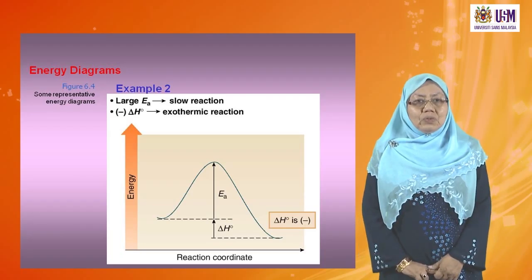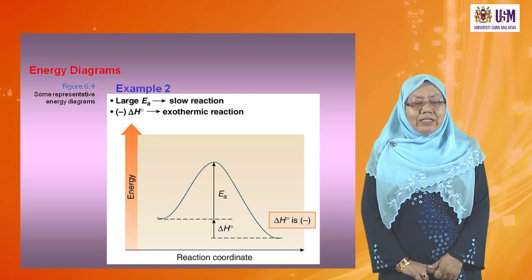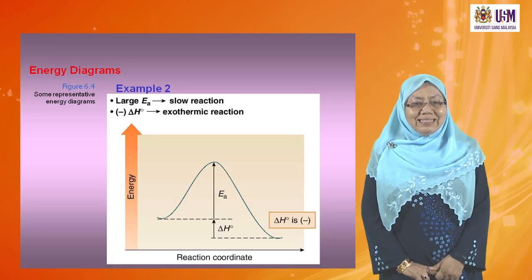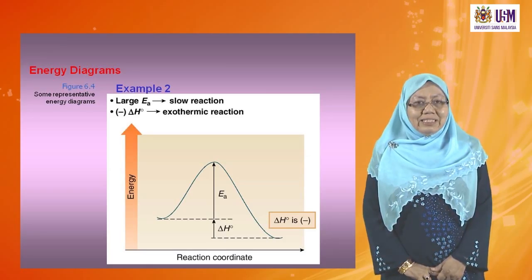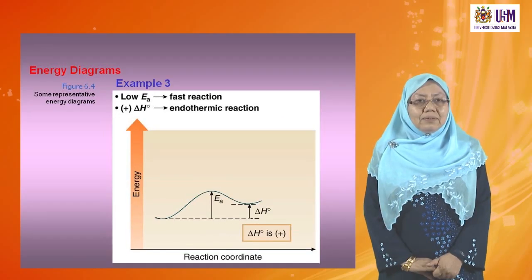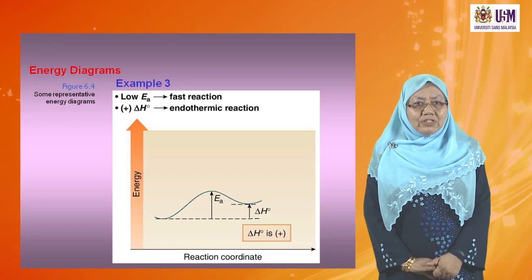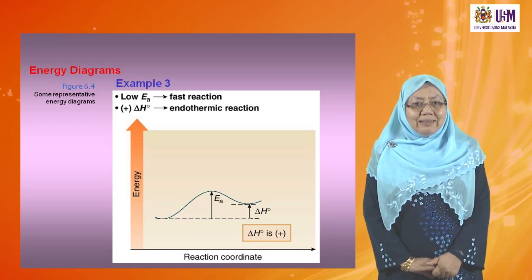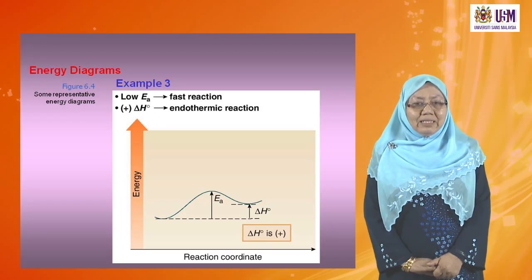Example 2 shows a large EA, which is a slow reaction also, but the energy of the product is lower than the energy of the starting material. So this reaction is an exothermic reaction. Example 3 shows a low EA, which shows a fast reaction. So since the product has higher energy than the starting material, this will be an endothermic reaction.